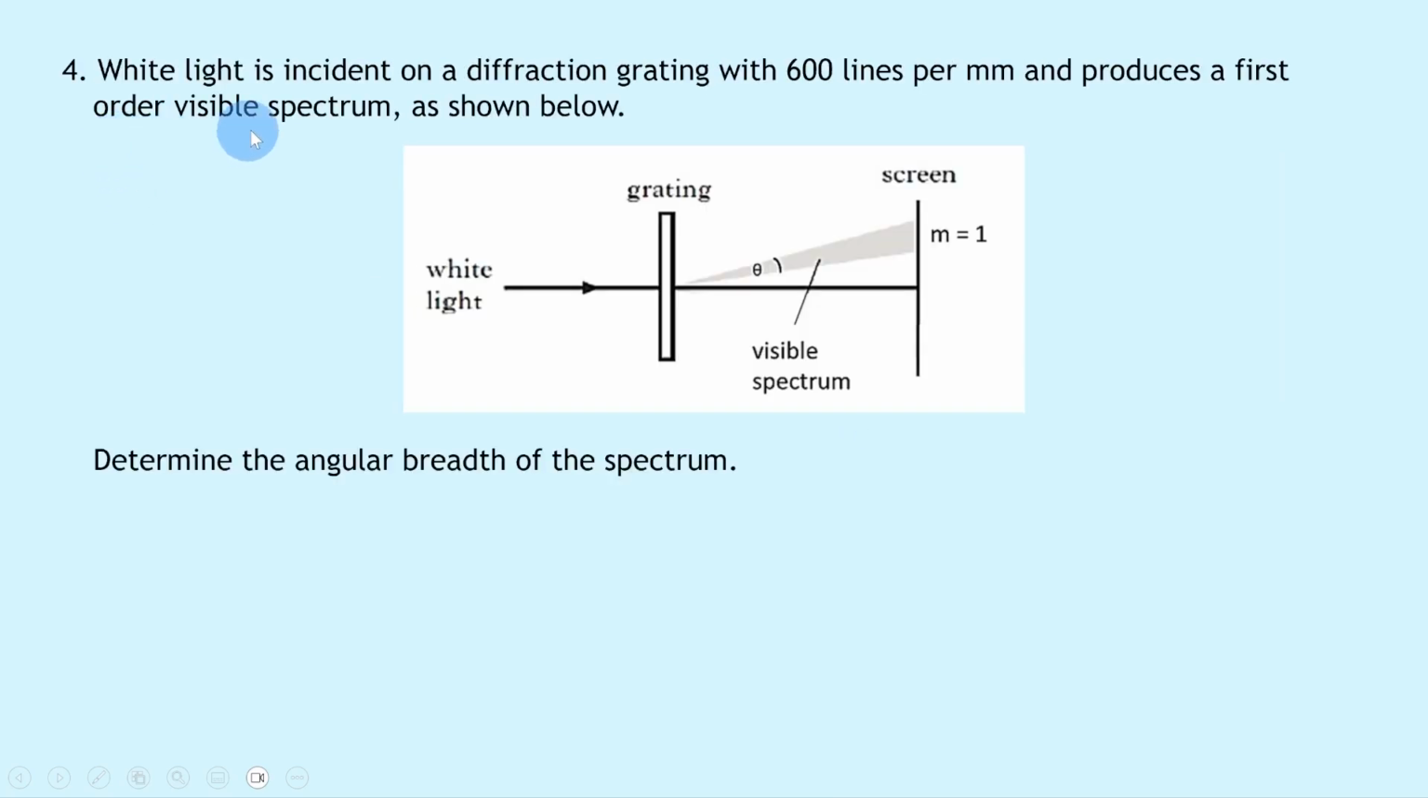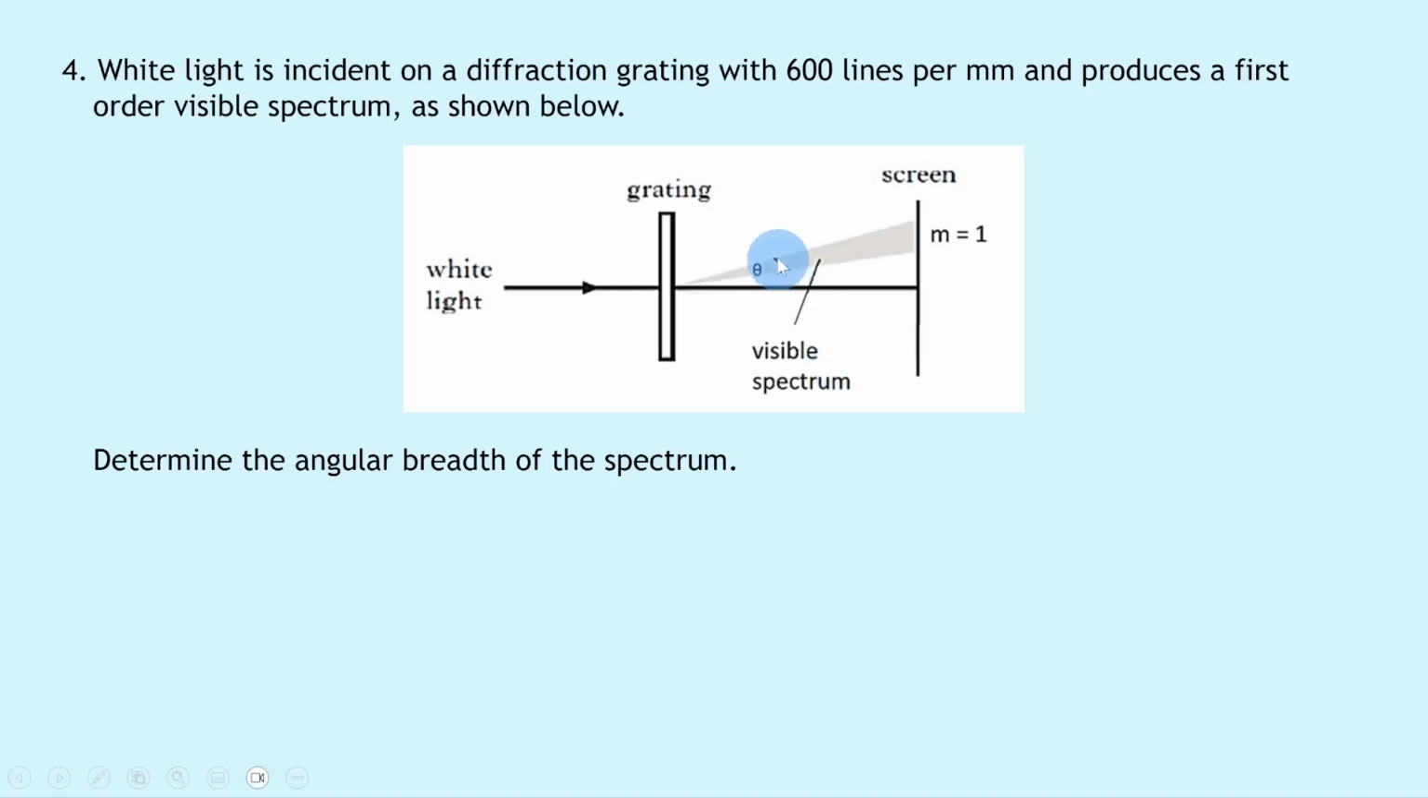Lastly, question 4 says white light is incident on a diffraction grating with 600 lines per millimetre and produces a first order visible spectrum as shown below. So here's our white light incident on the grating, we've then got our visible spectrum and the little angle theta labelled for that, and it's showing this is at the first order maximum, m equals 1. It then says determine the angular breadth of the spectrum. And in the exam, they might word this differently. So instead of saying determine the angular breadth of the spectrum, they might say determine the angular dispersion instead. But it just means the same thing.